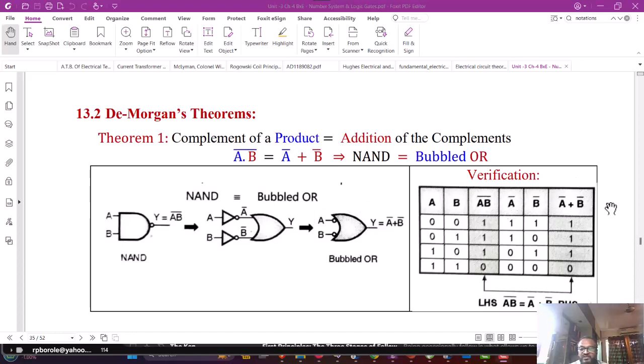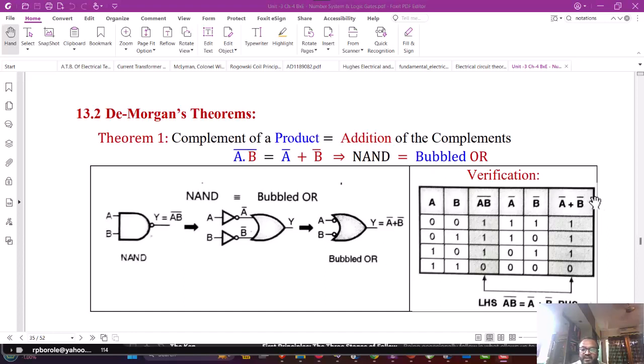The operation is shown in the truth table. Let us see the variables A and B shown here. Four combinations of A and B are shown. The third column indicates the output of the NAND gate, that is AB complement. The next column indicates A complement and B complement, and the last column indicates the addition of the complements, that is A complement or B complement.